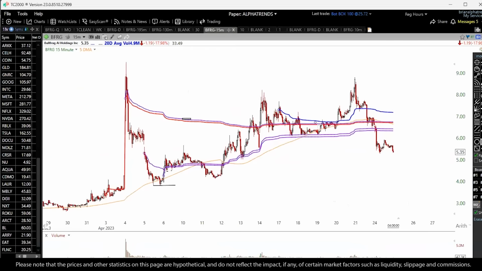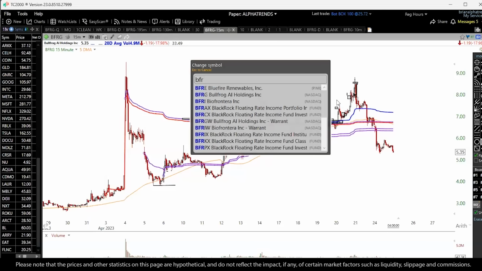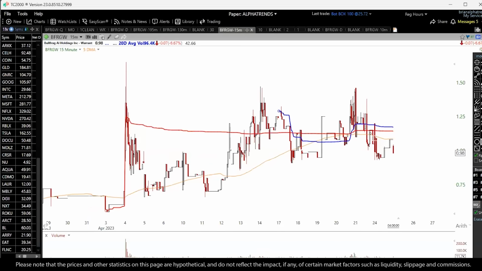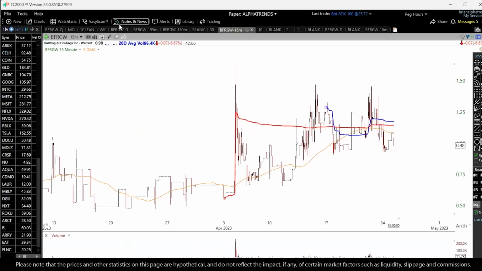But I bought it right over in here as it broke this level, because it broke that resistance. That was last week's weekly VWAP. It ran up. I sold some. I added into it here. Then I sold some into this, added into here, sold some because it was the end of the day. Next day, yeah, I held warrants, BFRGW. So you can see they don't even trade.